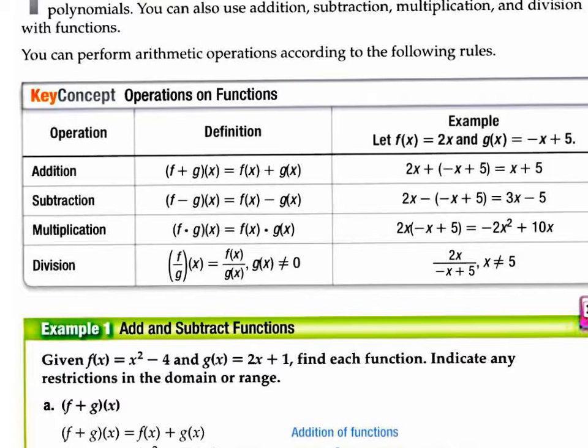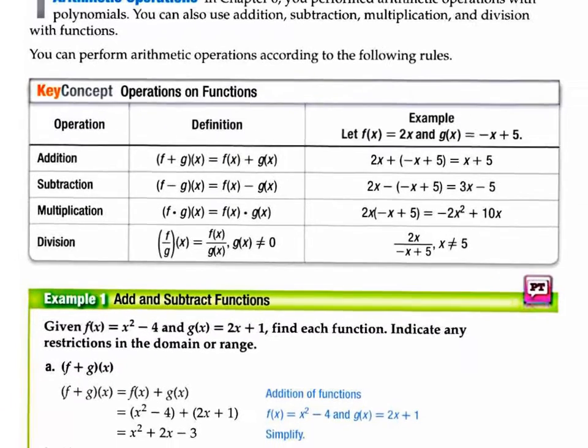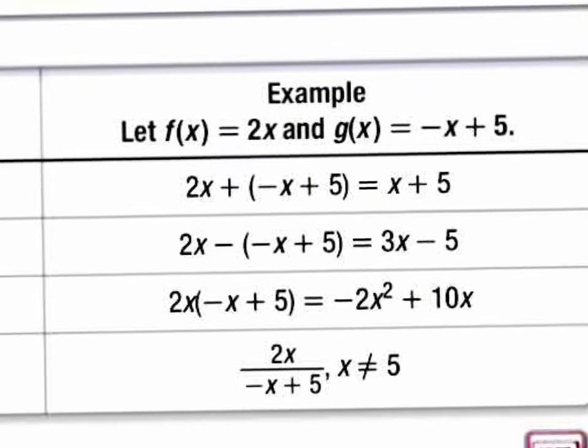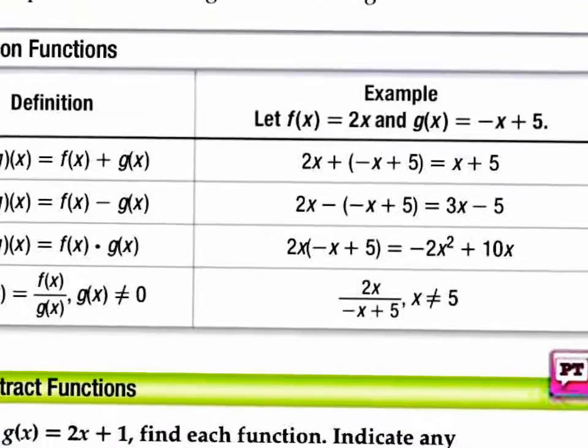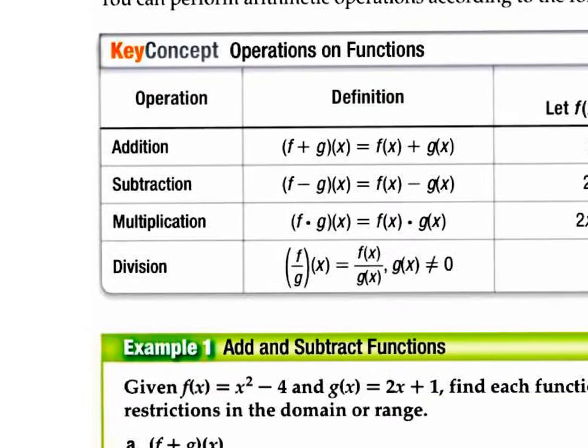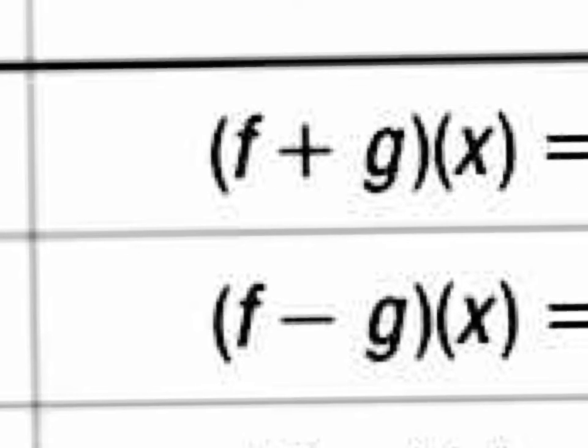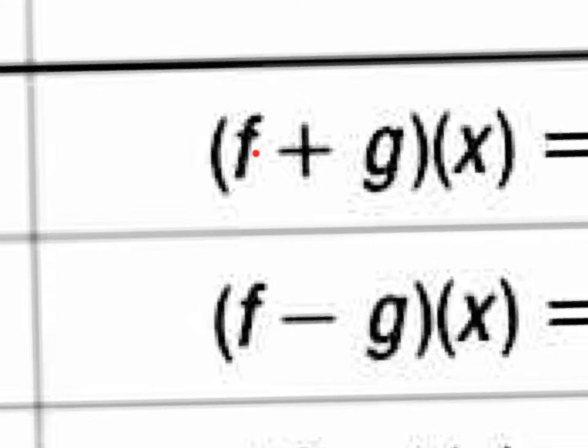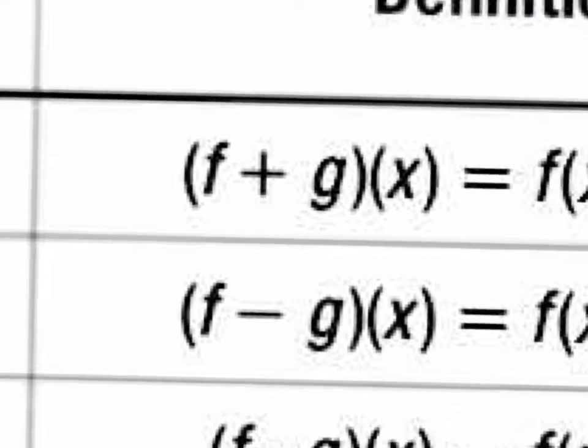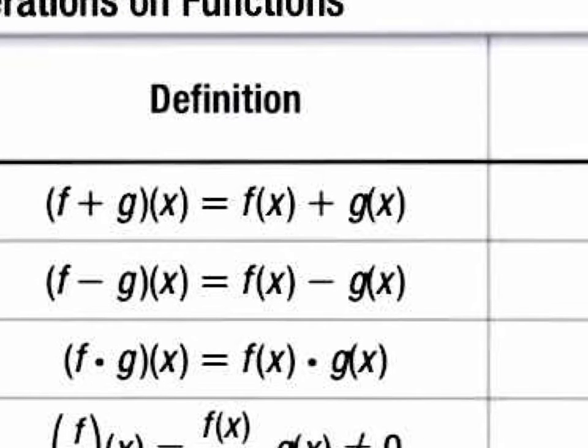So we have a table right here on this page, and they're using the f of x function, which in this case is 2x, and the g of x function, which in this case is negative x plus 5. So you have your 2 functions there, and we're going to have to add them. And this is the notation that you're going to see. It's saying the f function plus the g function. So you're going to take the f function, whatever it is, and add it with the g of x function.